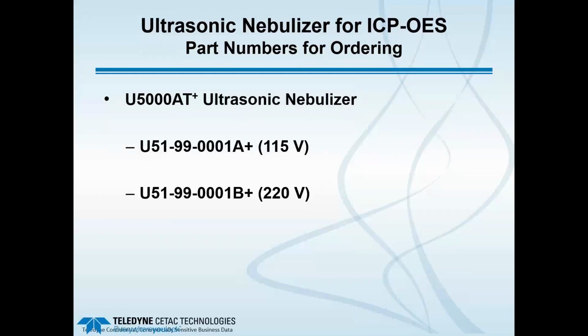So there are two main part numbers for ordering. There's a 115 volt version of the ultrasonic nebulizer, and there its part number is given, and a 220 volt version. So either of those two, depending upon the voltage requirements in your country, can be acquired.